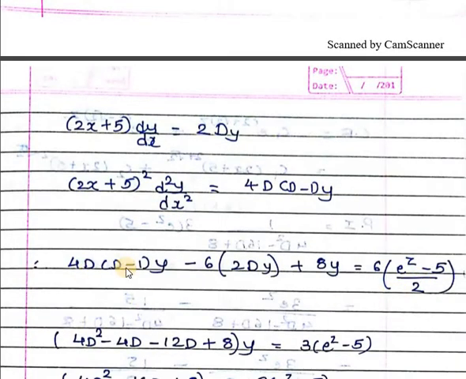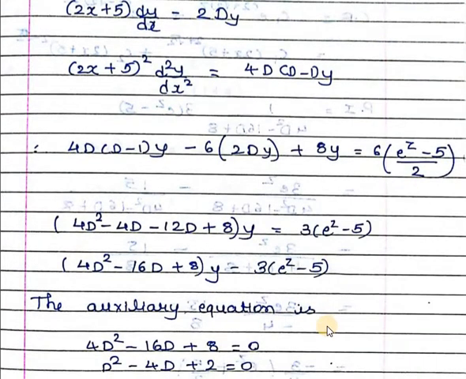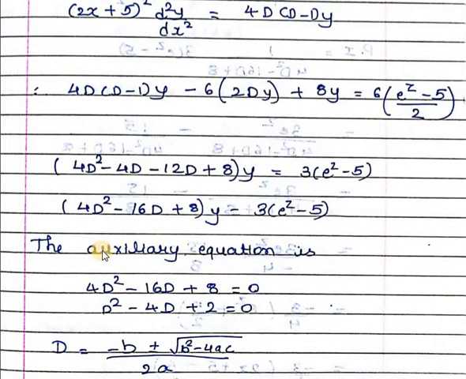Now simplifying further, taking y common, it will be (4D^2 - 4D - 12D + 8) y = 6/2 = 3, so 3(e^z - 5). This can be written as (4D^2 - 16D + 8) y = 3(e^z - 5). Now we have to find the auxiliary equation. For that, comparing this equation with f(D) y = X, f(D) will be 4D^2 - 16D + 8.